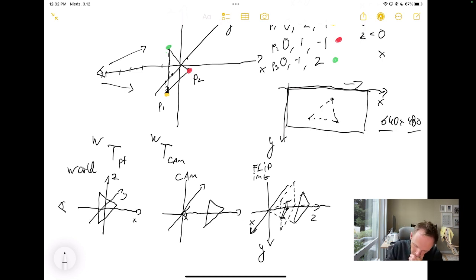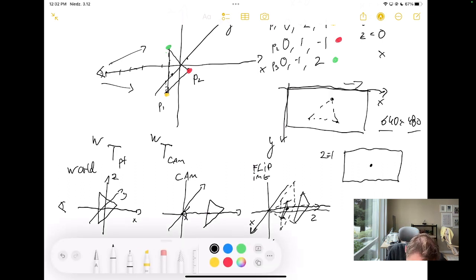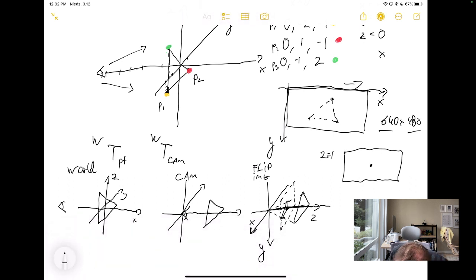And then finally, in this image frame, if we would redraw the z equals 1, the middle of the z is this thing over here. So the OZ axis goes right here, and this is the optic center, right? And our triangle will be somewhere here.